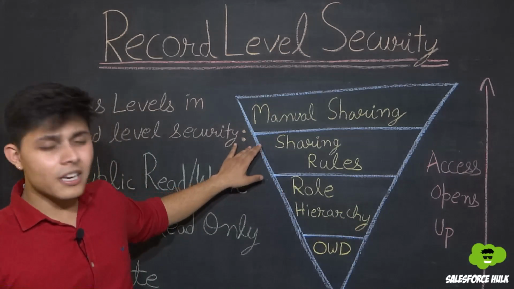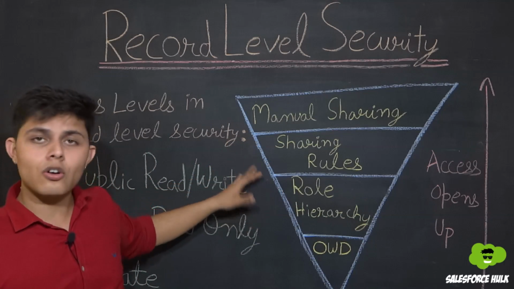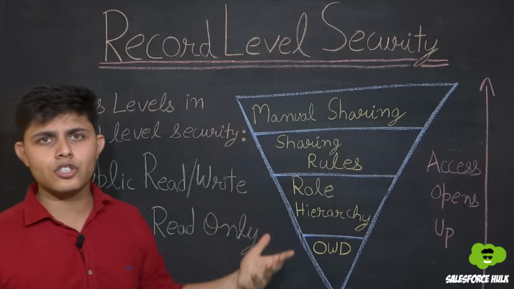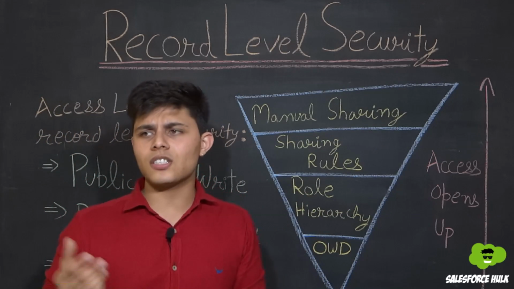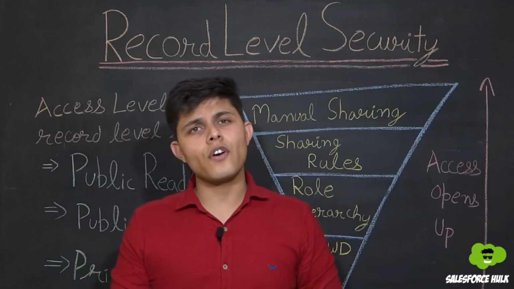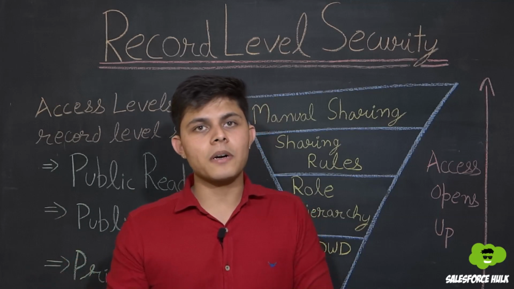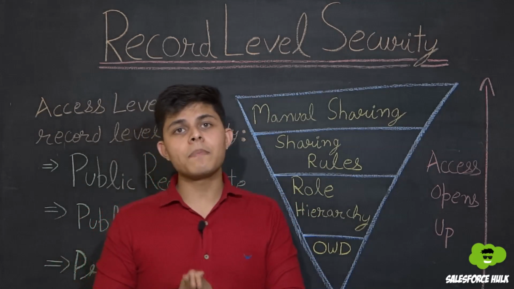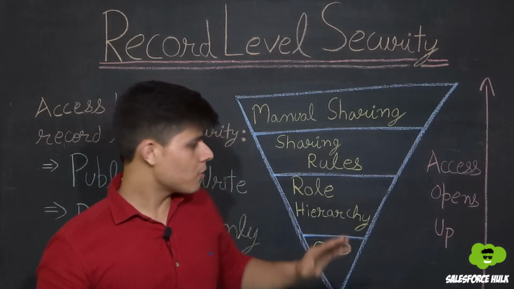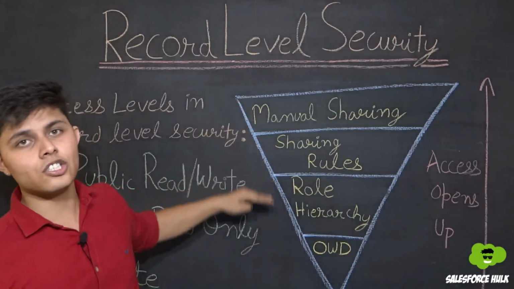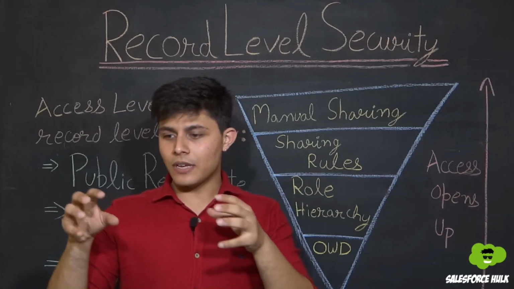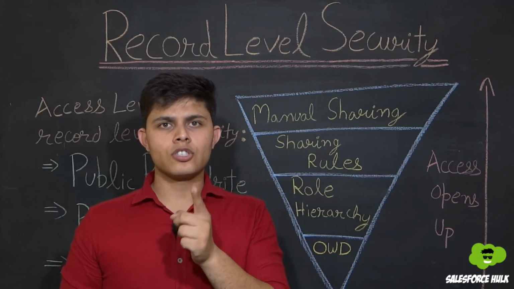And if you are unable to do it with sharing rules or role hierarchy, then in that situation use manual sharing. You can manually share the records with any of the users of your organization to whom you want to give the access of that particular record. So this is how we will implement record level security. I'm going to explain each of these topics very deeply in a very descriptive manner, so stay tuned.